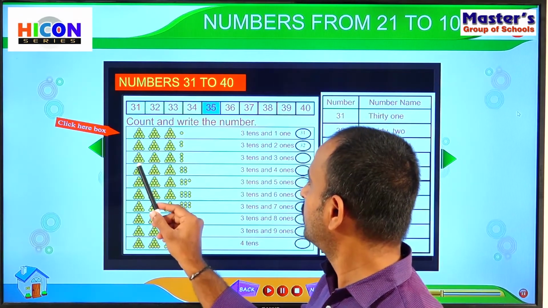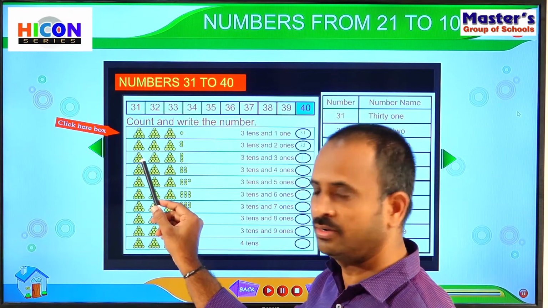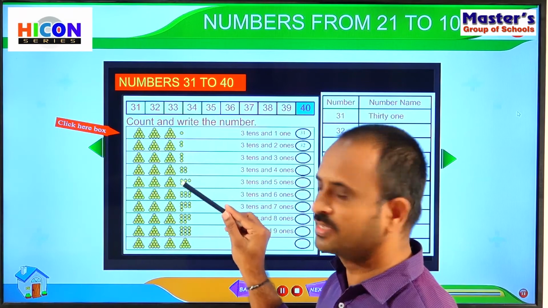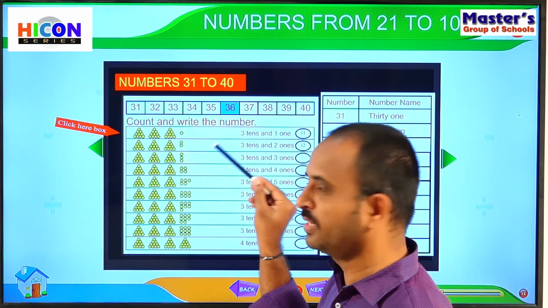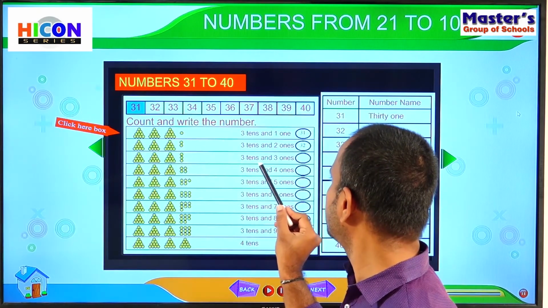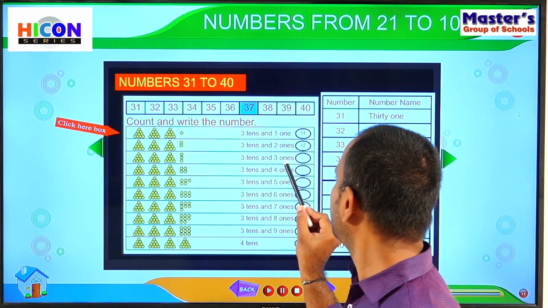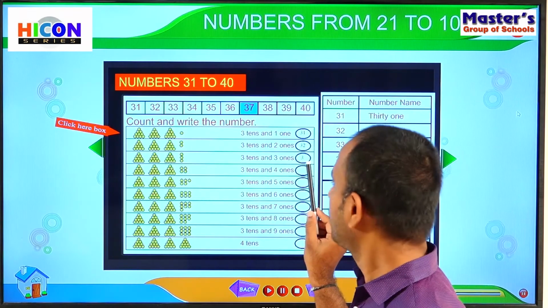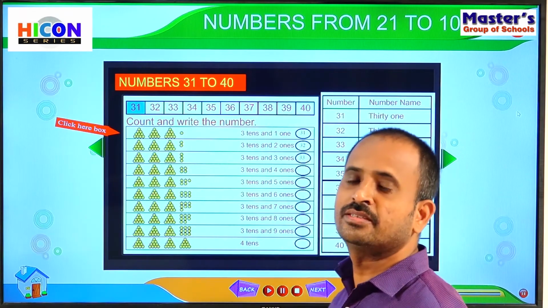See the third row, children. How many tens are there? 1, 2, 3. So total 3 tens are there. How many ones are there? 1, 2, 3. 3 ones. So 3 tens and 3 ones together make how much number? 33. So write 33 in this circle.